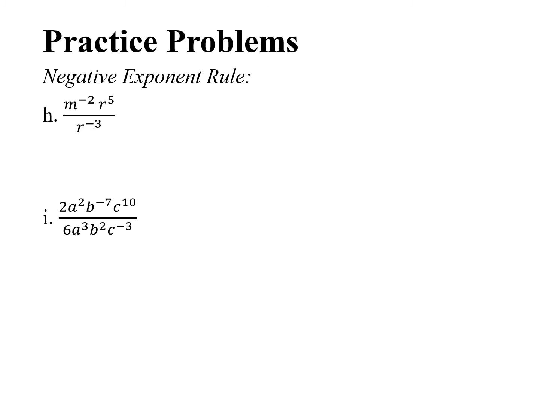Negative exponents. Well, I know that the negative exponent means if I take the reciprocal, the exponent becomes positive. So what that means is if I kick a negative exponent to the opposite side of a fraction bar, it becomes a positive exponent. So that first one, m to the negative 2, in the numerator becomes m to the positive 2 if I put it in the denominator. R to the negative 3 becomes r cubed in the numerator.